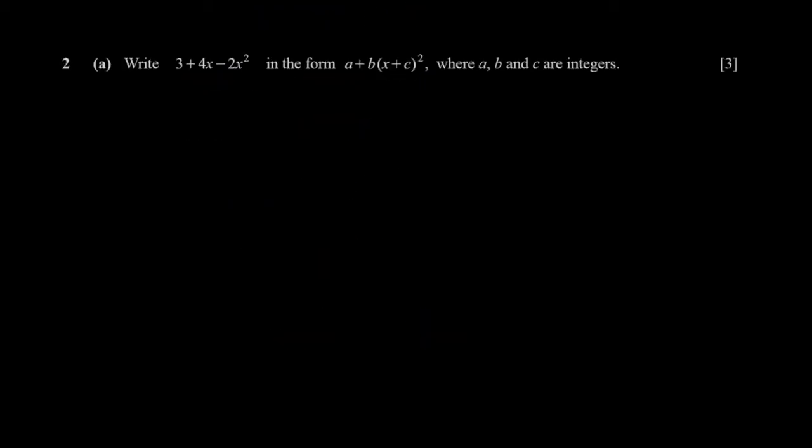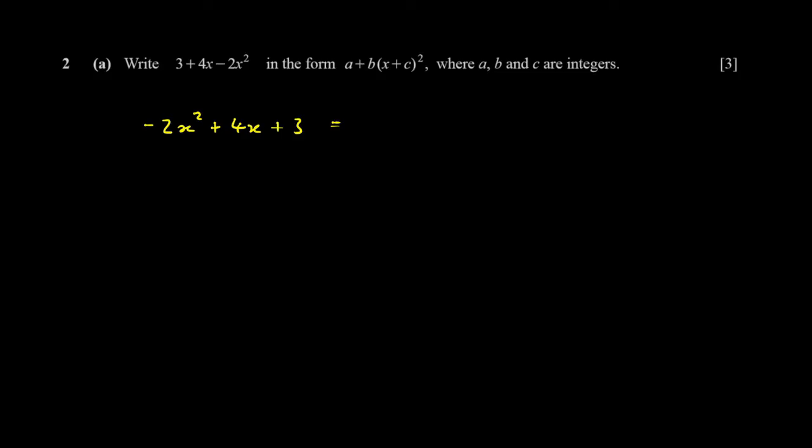Okay, so here we are in question 2. We want to write this quadratic in this form here, basically the completed square form where a, b, and c are integers. Now to do that, the first thing I do is rearrange the order a little bit. So I bring the x squared to the front. That makes it easier in my mind at least.